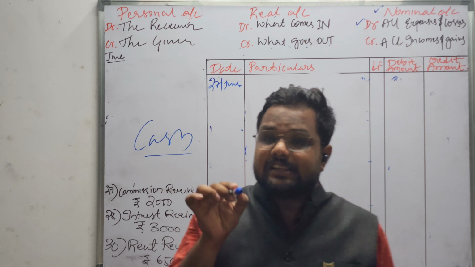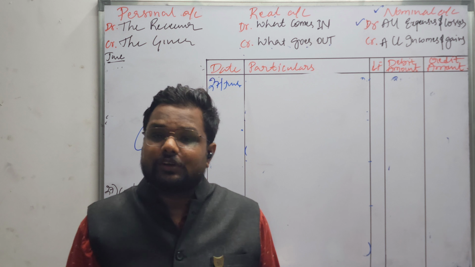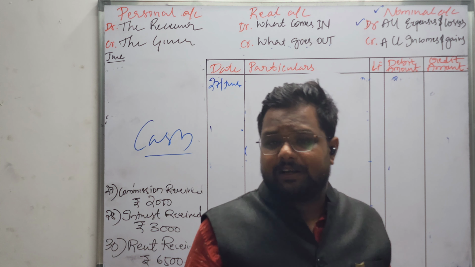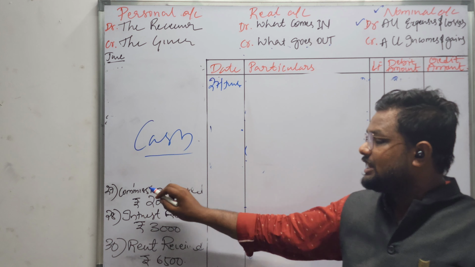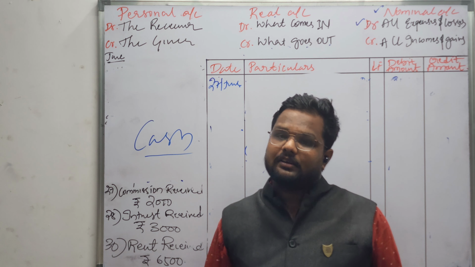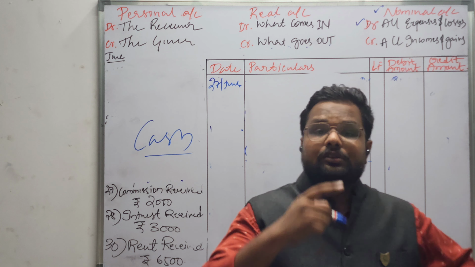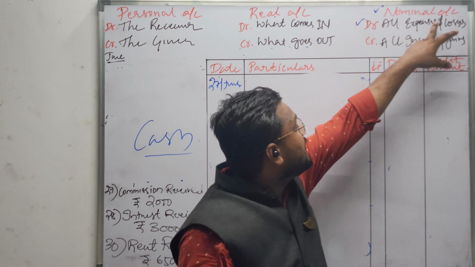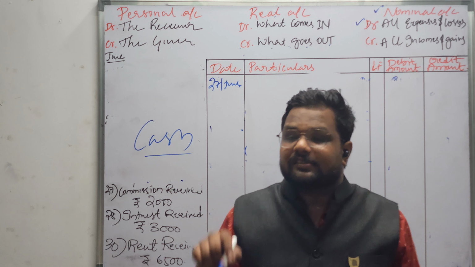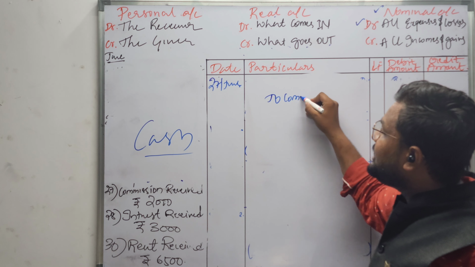Now, your commission here is an income for you or an expenditure for you? Now you are receiving commission. If you are paying the commission, that's an expenditure. But you are receiving the commission. The question is saying that commission received. So whenever you are receiving commission, that's an income. According to the nominal account rule, that is credit all incomes and gains. Now commission here is your income.